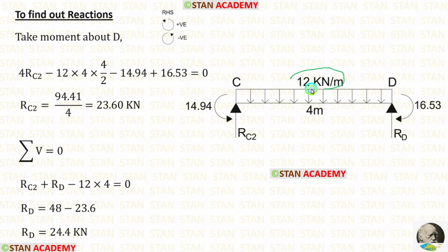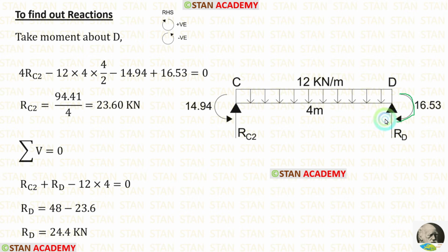The UDL 12 kN per meter is acting in the anticlockwise direction towards the point D, so it will be negative and the distance is 4 meter. When the UDL comes, we have to multiply with the length and the distance by 2. So 4 into 4 by 2. Then we have two moments. 14.94 is acting in the anticlockwise direction, so it will be negative.